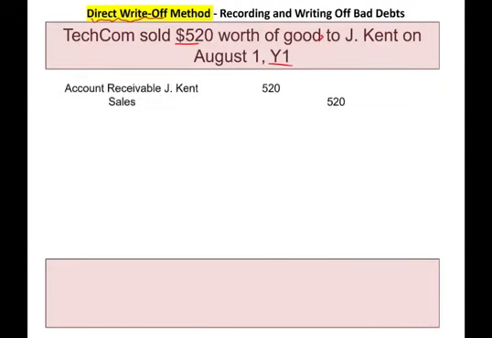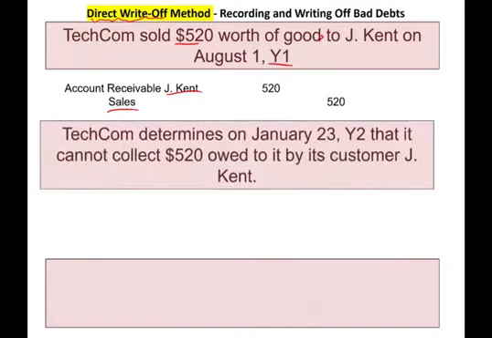So here's what we do. We debit account receivable J. Kent. We credit sales $520. Done. Well, we kept billing J. Kent, and J. Kent did not pay the bill. On January 23rd, year two, we had a meeting, and management determined that we're going to give up on J. Kent because we don't think that J. Kent's going to pay us. At this point, we will write off the account.